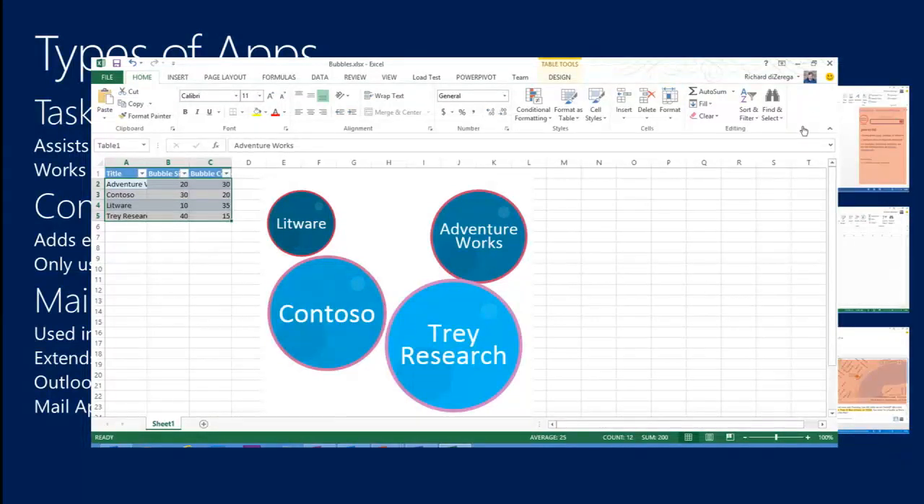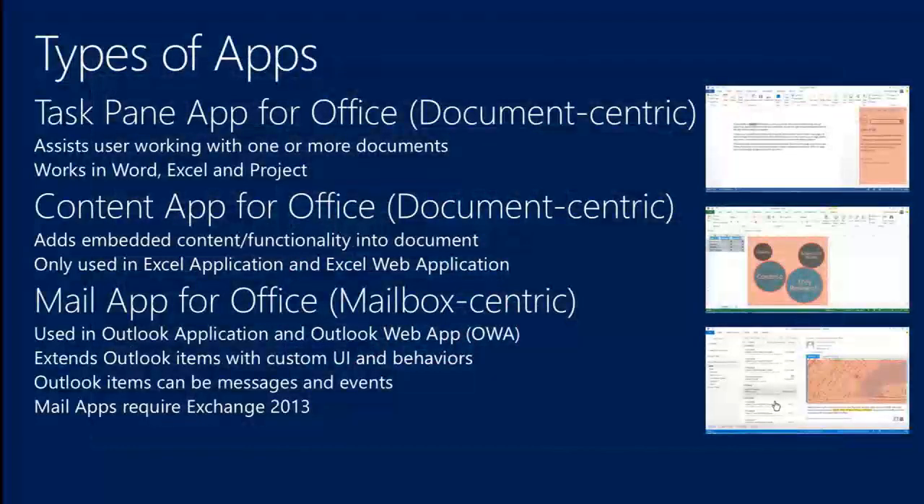That's a really good point. When you look at those two document-centric apps, the task pane app is not a part of the document. It's something that supports building the document. It supports the document in some way, but it's not a part of the document. When you save it off, it's not there. Whereas a content app is a part of the document. When you save it, it's there with it. I can pass it along, and it's actually a part of that document. That's a good point. We got a question over here?